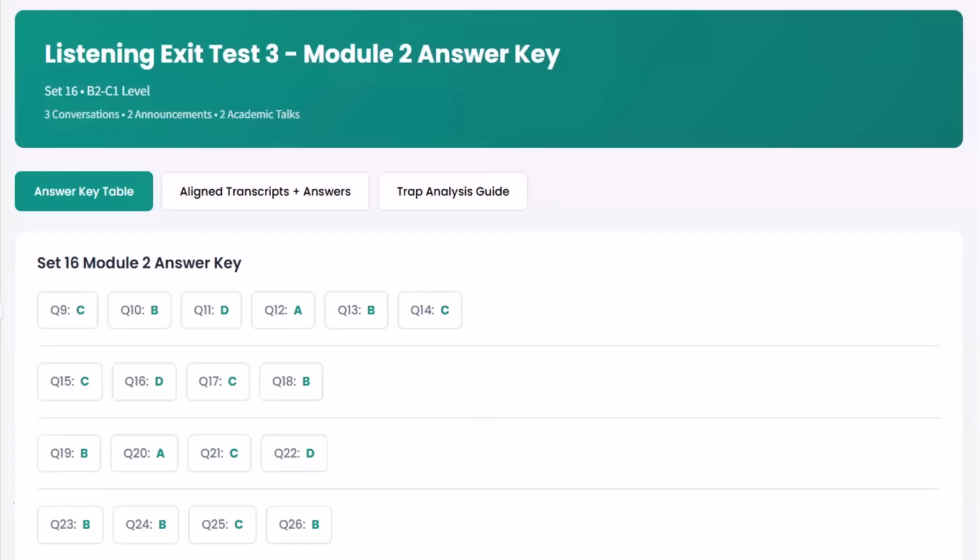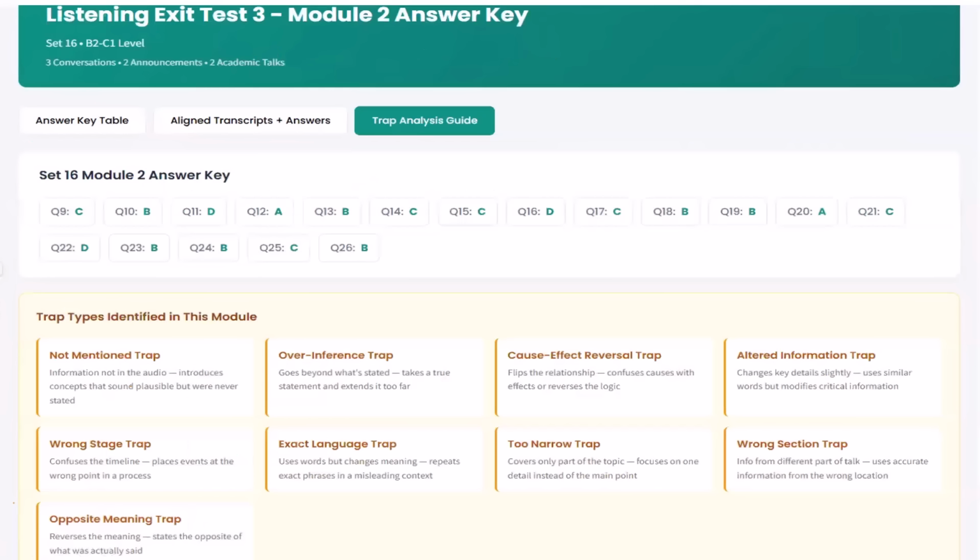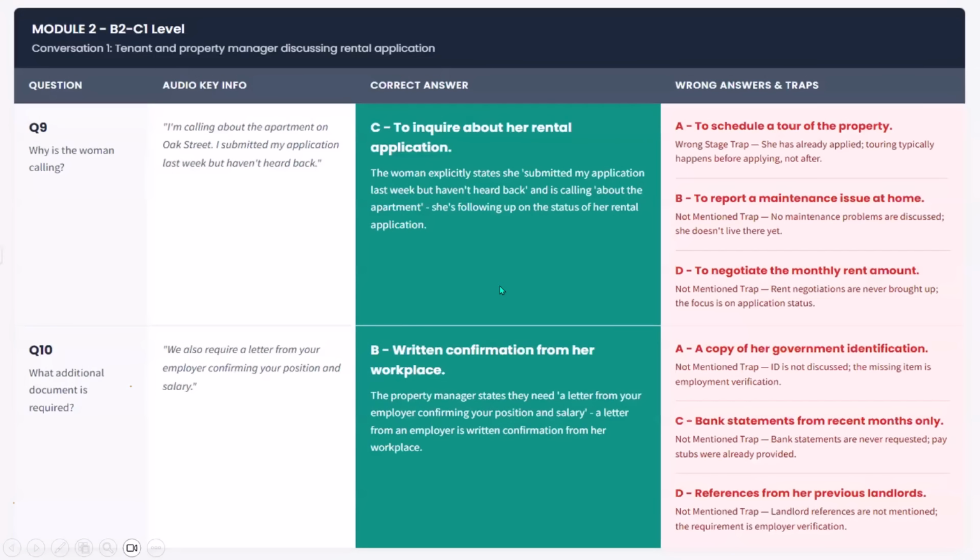For number 5, C also seems quite logical. Let me go back and look at it. For number 5, I'll go back and look at it. All right, these are a lot of the different traps that they used in the module. And this is what it looks like individually. And Elena and somebody else mentioned number 5. I'll go back to it.